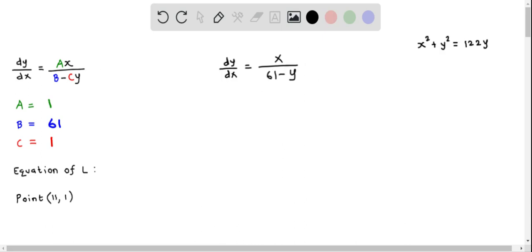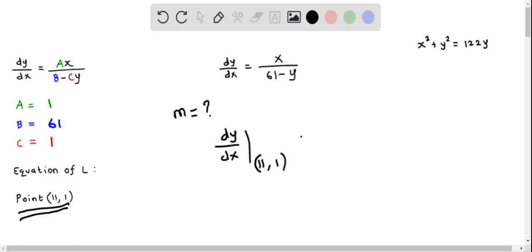We will now determine the equation of the line, which is a tangent to the graph of the equation. To find the equation of the line, we need a point. We are already given a point, that is 11, comma 1. And we also need the slope of the line, that is we need m. Remember that dy by dx gives the slope of this line. However, we have to determine the slope of the line at the point 11, comma 1. So basically, we have to find dy by dx at the point 11, comma 1.